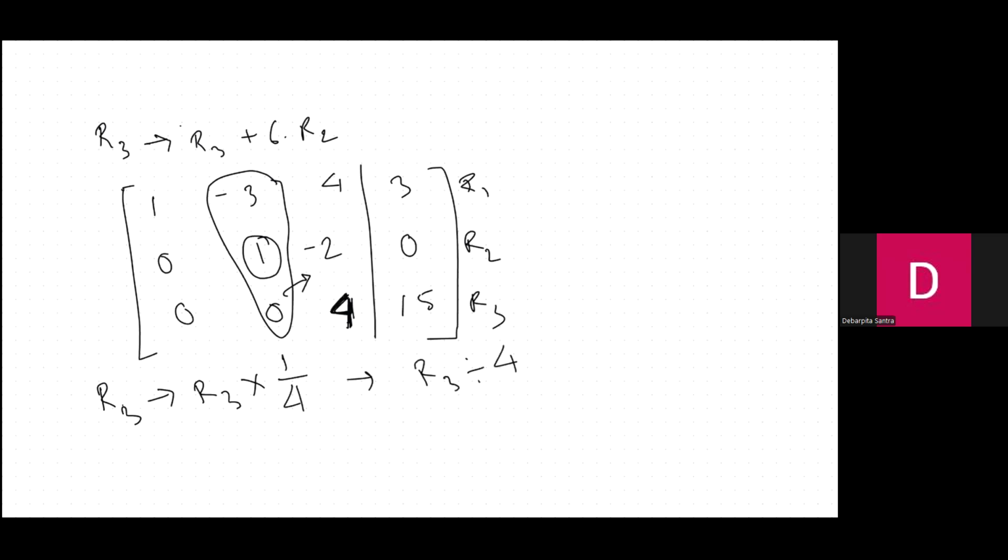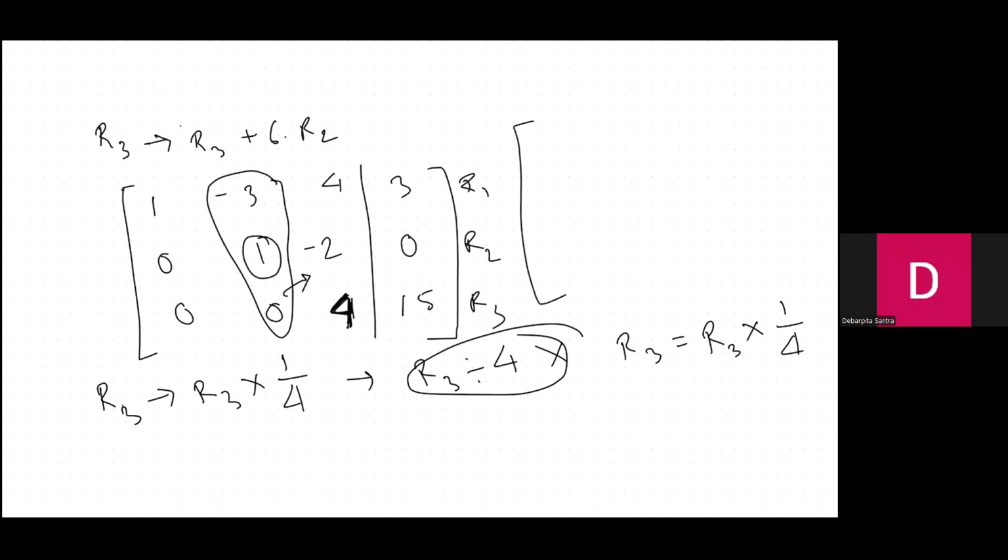But this operation is not allowed. So what we are doing? R3 is equal to, we are just multiplying R3 into 1 by 4. We have to do this row operation. And if we do this, what will happen? All the other rows remain unchanged. 1 minus 3, 4. It is 0, 1 minus 2, it is 0. And it is 0, 0, 1. It is 15 by 4.